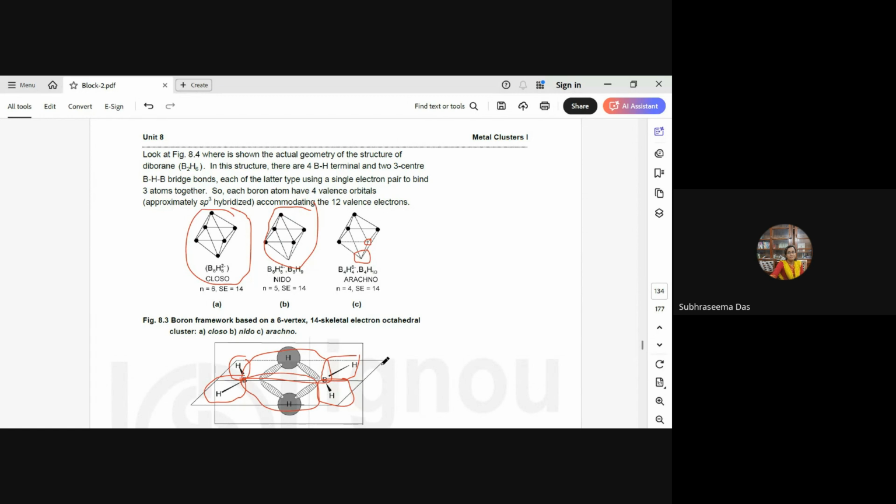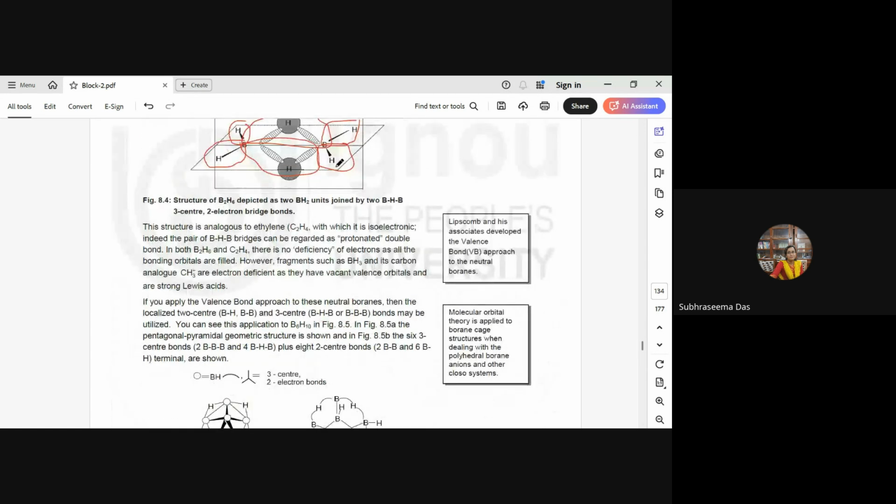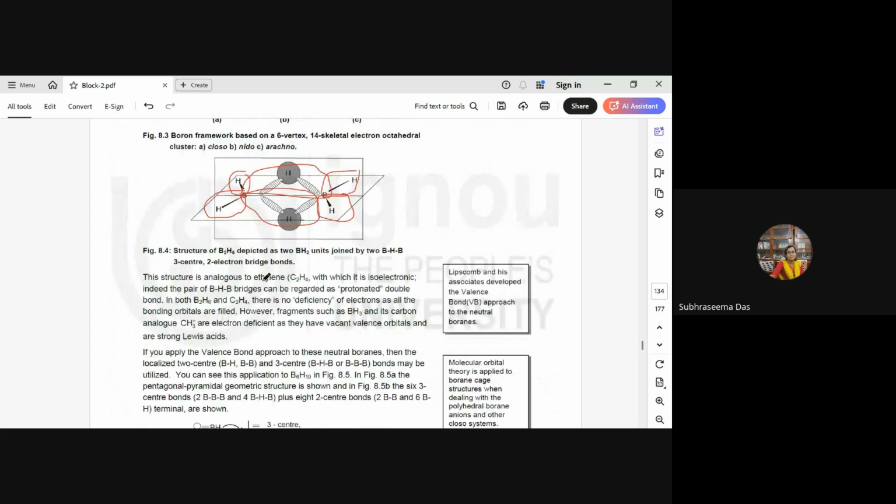Here each boron atom has four valence orbitals, mostly sp3 orbitals, and they can accommodate 12 valence electrons. So this structure of diborane is analogous to ethylene.